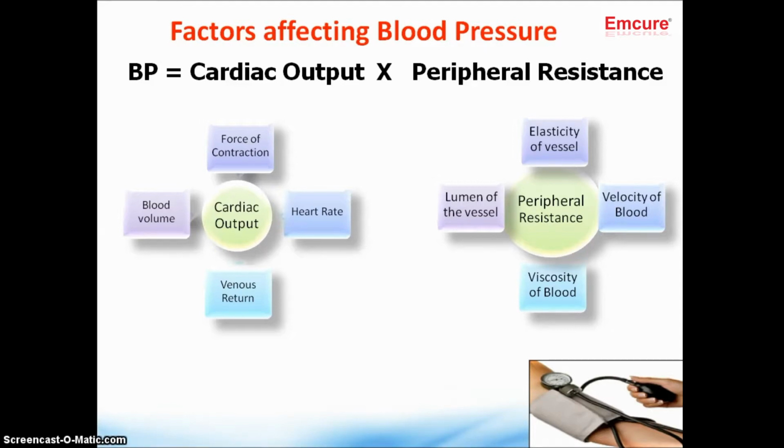So for example, when the force of contraction increases, of course the cardiac output will increase, and so would your blood pressure. Once your heart rate increases, your cardiac output will increase, so would your blood pressure. If the blood is thick and viscous, the resistance offered will be high, so will your blood pressure. So all these parameters work on direct proportion.